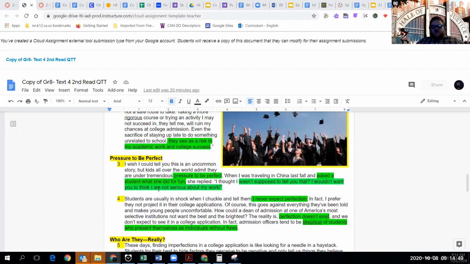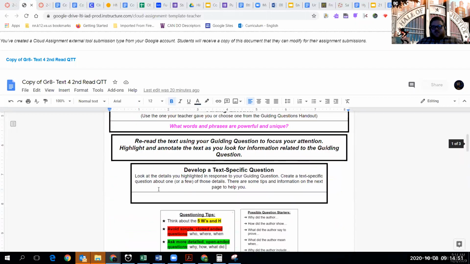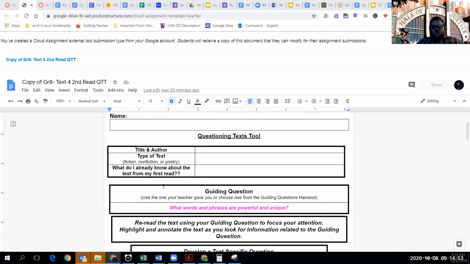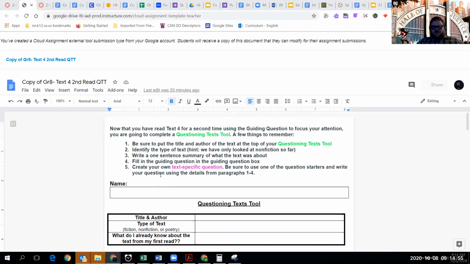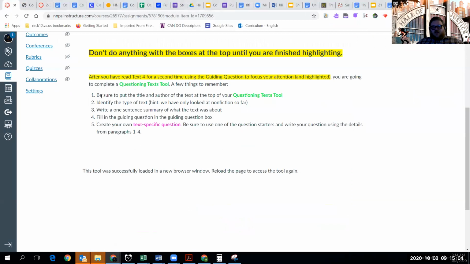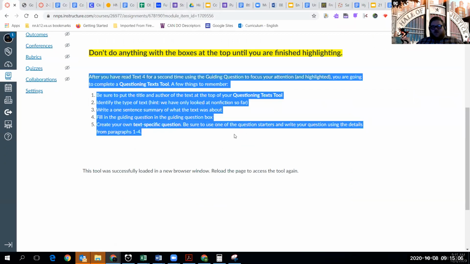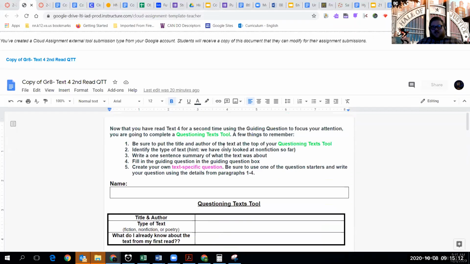All right, now that you've finished highlighting, you're going to scroll to the top of your page. You're going to look at the questioning text tool. Here are the instructions. These instructions exist on the previous page back in Canvas. I'll show you. They're right here, but I thought I would put them on the page because it'd be easier for you to get to. You wouldn't have to go back to the tab until you've submitted this item.